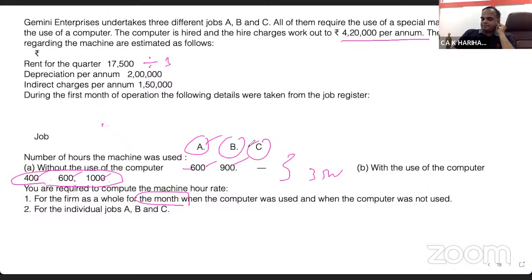Any difficulty? Such a beautiful question.